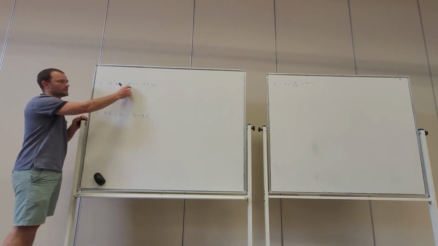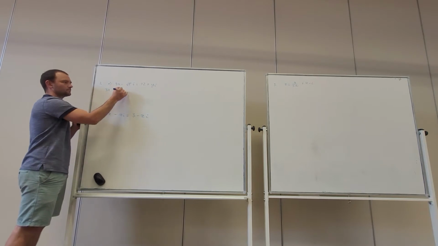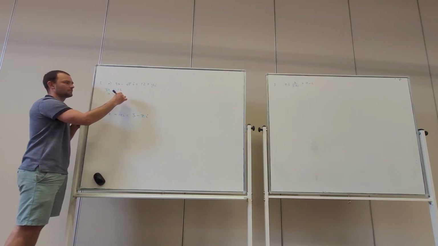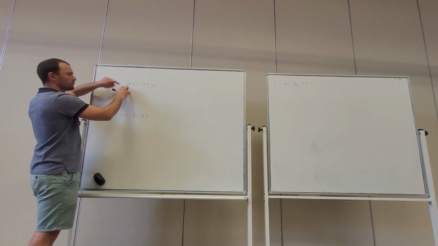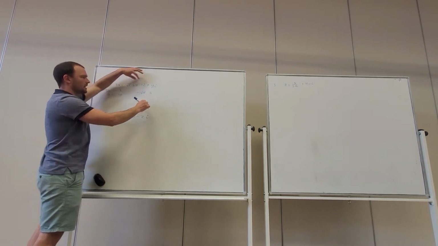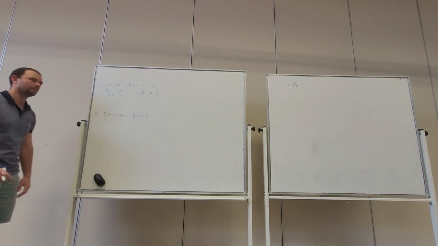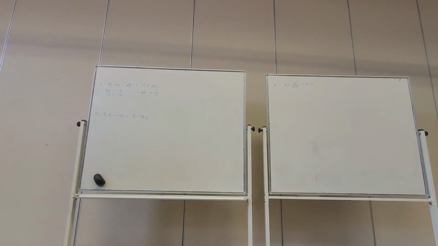So the real part of this one is 3x and the real part of this one is 12. So we have x is 4. And the imaginary part of this one is minus root 5, and the imaginary part of this one is y. So we have x is 4 and y is negative root 5.